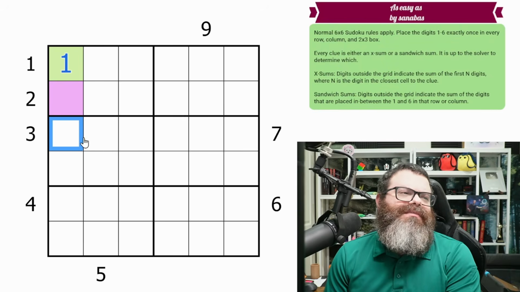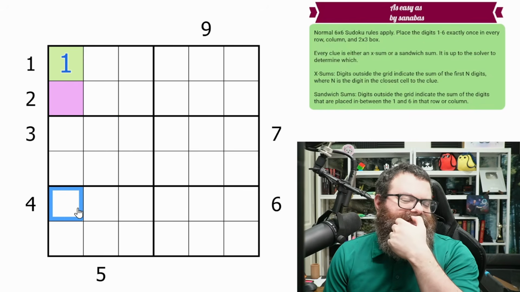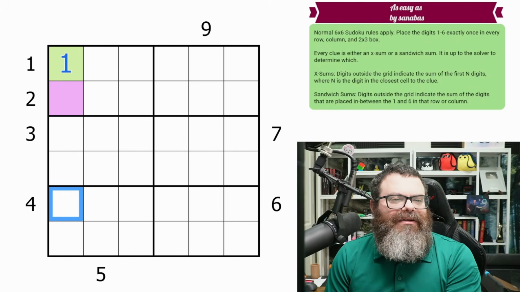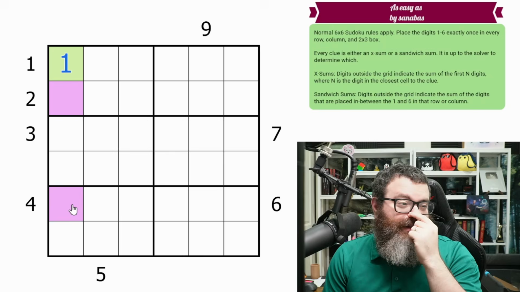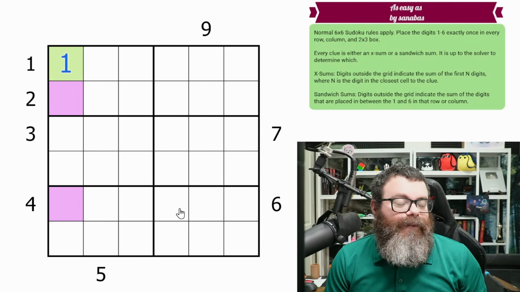No, it can. It could be 2, 1. Sorry, 3 can be 2, 1. It's 4 that's not possible. Because 4, you can't use 3 cells. That's minimum 6. Can't use 1 cell. And if you use 2 cells, then how are you adding to 4? It'd have to be 2, 2. So this is also a sandwich sum. And because we can't use the 1, it's going to be 1, 4, 6 somewhere, or 6, 4, 1 somewhere. Because we can't do 1, 3 in the middle.